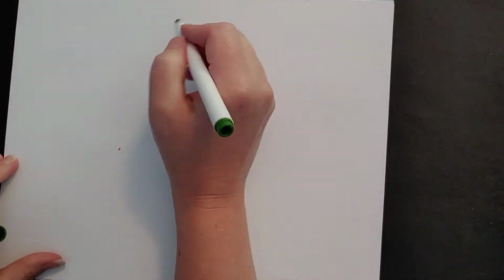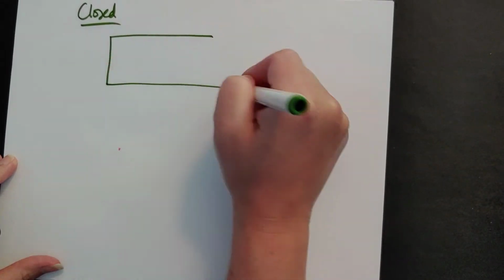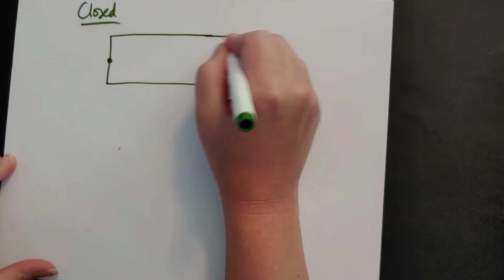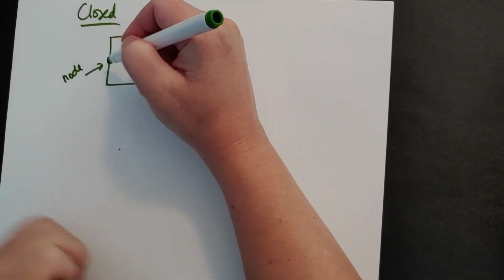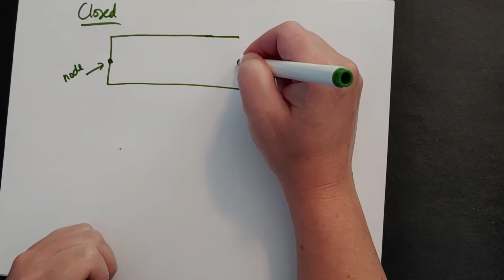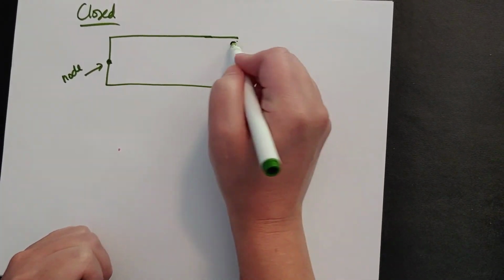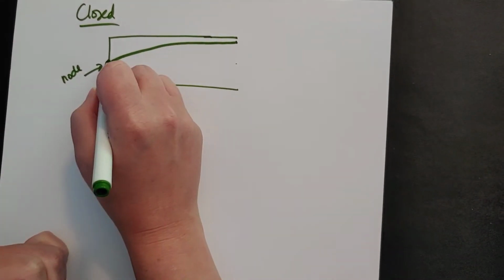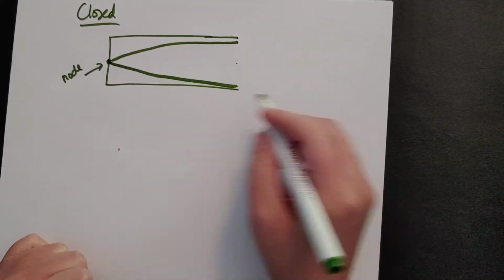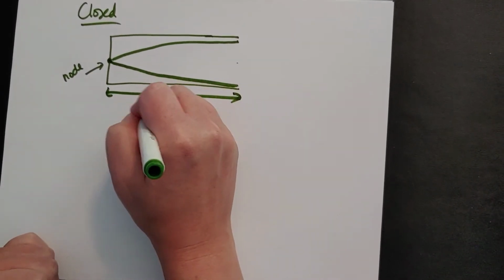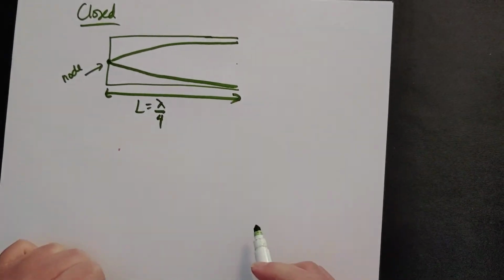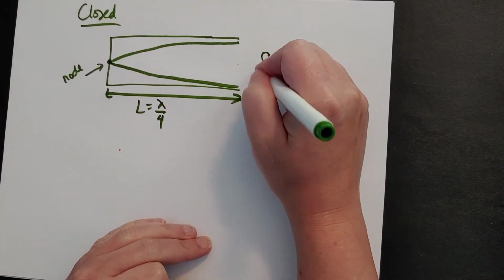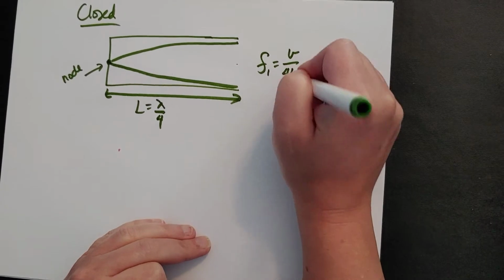Now, closed gets fun. So this is what a closed pipe looks like. And really, it's just closed on one end. So here, we need a node, a displacement node, because the molecules can't go anywhere there. But here they can. And so we get an antinode at the open end and a node on the closed end. And when you look at that, you say, oh my gosh, that's not half a wavelength. That's actually a quarter of a wavelength. Okay? So our fundamental frequency here is v over 4L.